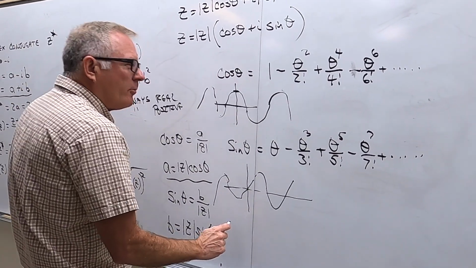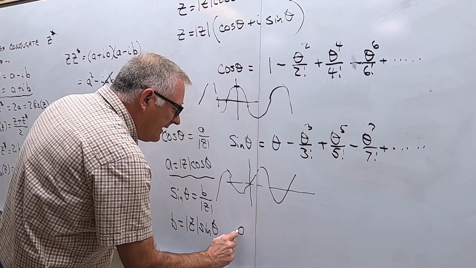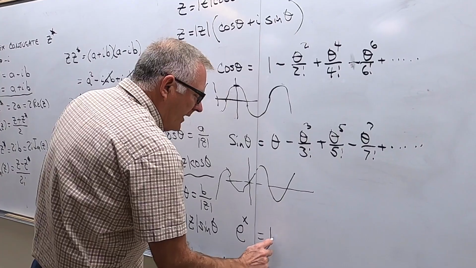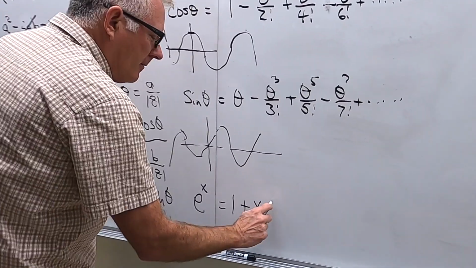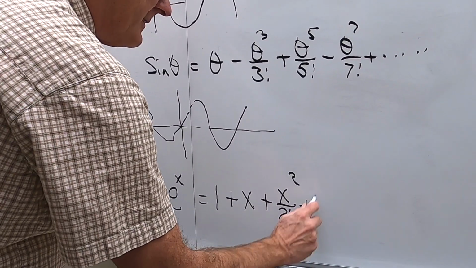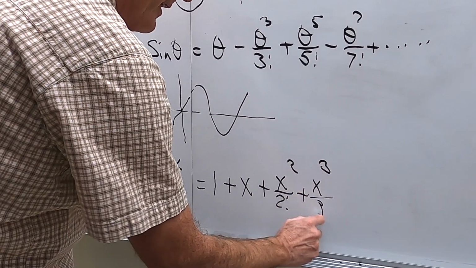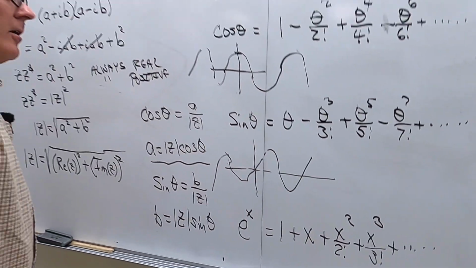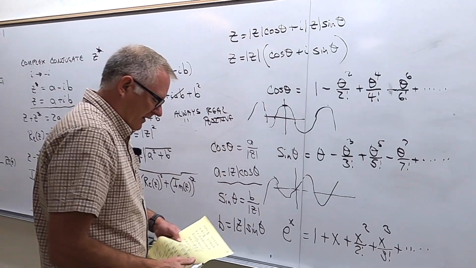And then I just want to put one other one here, which is e to the x. That's just 1 plus x plus x squared over 2 factorial plus x cubed over 3 factorial plus dot, dot, dot. Okay, just wanted to look at those three right there.